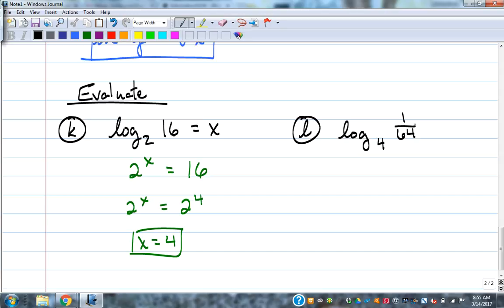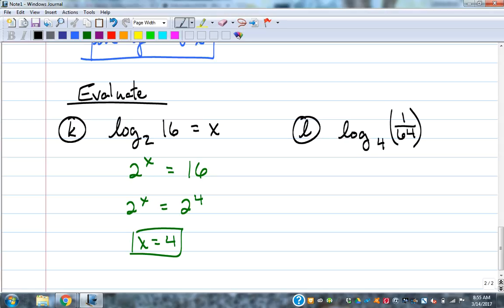All right, so let's say we're taking log base 4 of 1 over 64, and they just write it that way. They don't put it equal to anything. I put the first one equal to x on purpose so that you think about it that way. Here, we've got log base 4 of 1 over 64, and we want to evaluate that. We're trying to do it without a calculator.